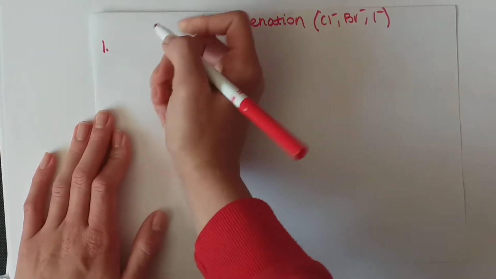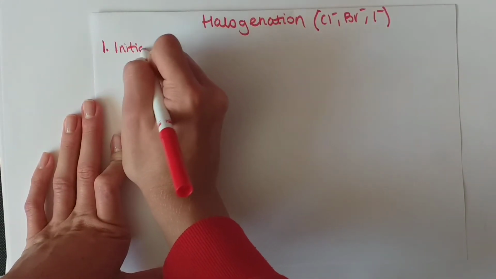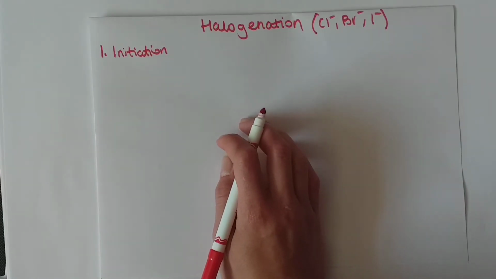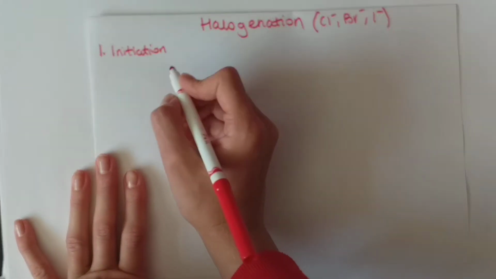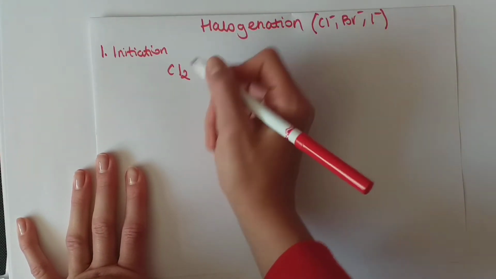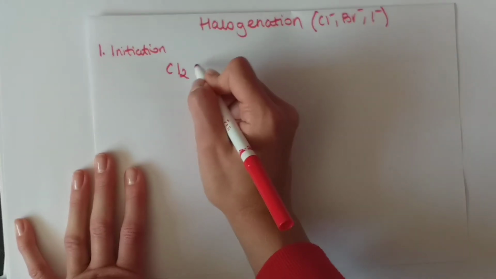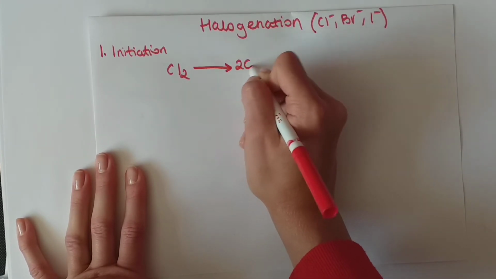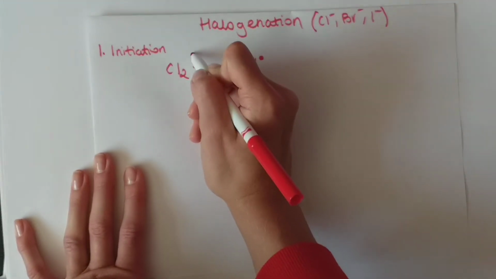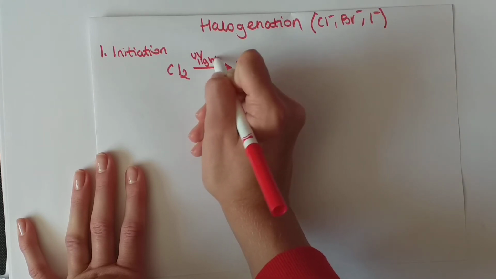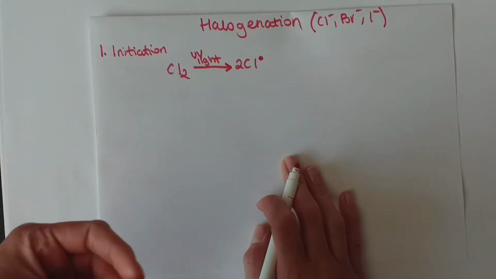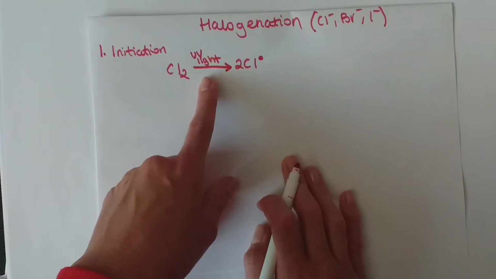Our first step is the initiation. Initiation means the start of a reaction. During initiation, we change our halogens, which always go in pairs, into 2 chlorine radicals. In order to form a radical, we need to have a UV light. This is the condition needed for halogenation. So if you ever get asked about the condition needed for halogenation, it's going to be the UV light.